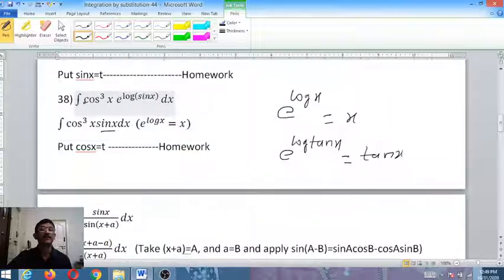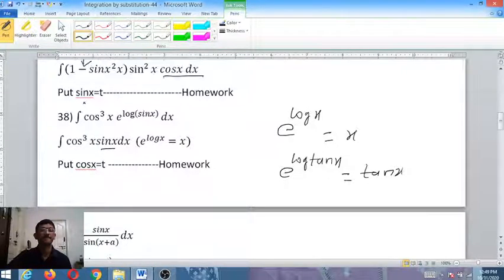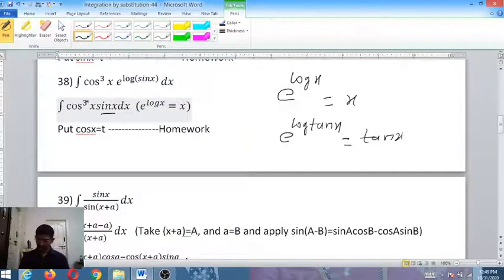Here cos cube x has come. So 1 minus sin square into cos x. Here it is. This cos cube x is written as, it's a simple problem. Just take cos x equals t, that is enough for this.